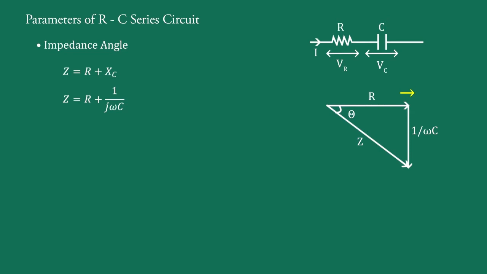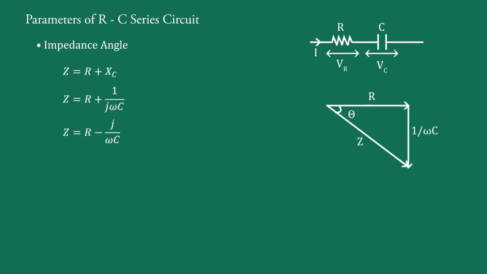If R is taken in this direction, then XC equal to 1 upon j omega C is at 90 degree to it. Note that j indicates anti-clockwise rotation of 90 degree, while minus j indicates clockwise rotation of 90 degree. Here Z equal to R plus 1 upon j omega C, which is equal to R minus j upon omega C. Here is minus j, therefore we draw the 1 upon omega C vector in downward direction. This is the resultant impedance Z, and this angle theta is the impedance angle.